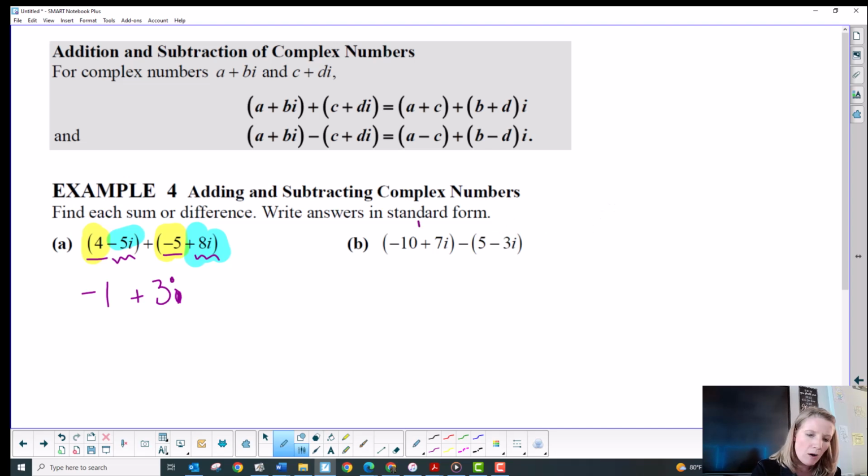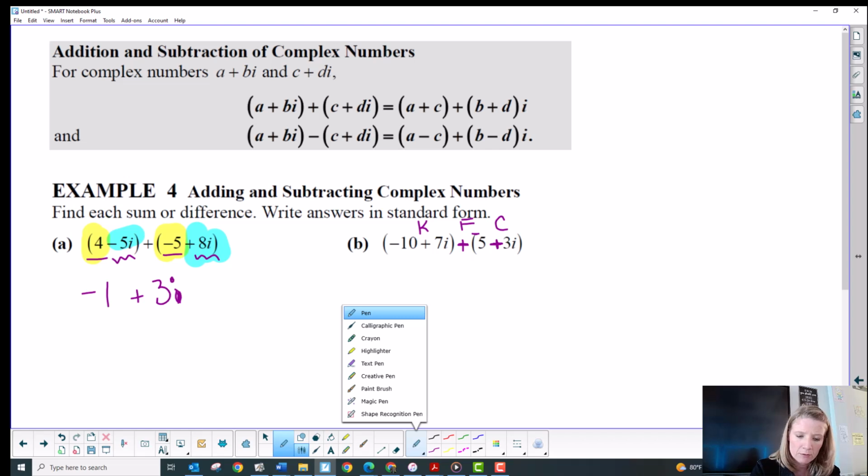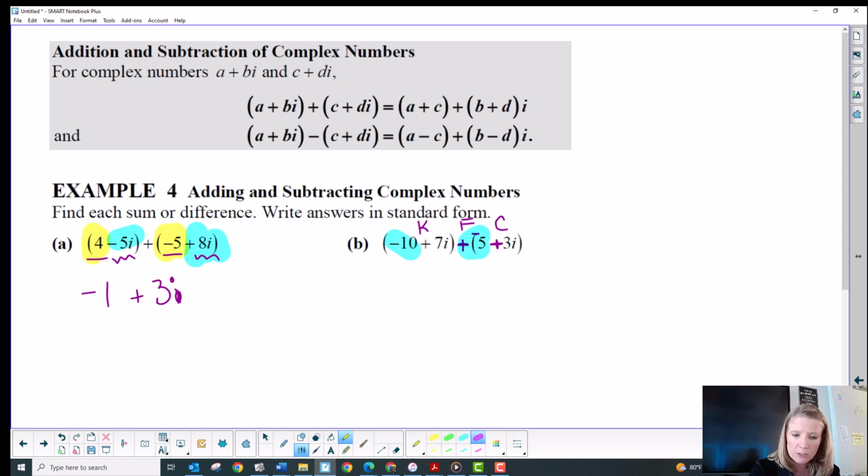So I always tell my kids it's KFC: keep, flip, change. Keep the first one the same, flip the sign in the middle, and then change both your signs. So now I have negative 10 and negative 5. I'm adding them. And then I also have a 7 and a 3i. Sorry, I didn't realize that was that bright. So negative 10 and negative 5 is negative 15, and then 7 plus 3 is 10i.